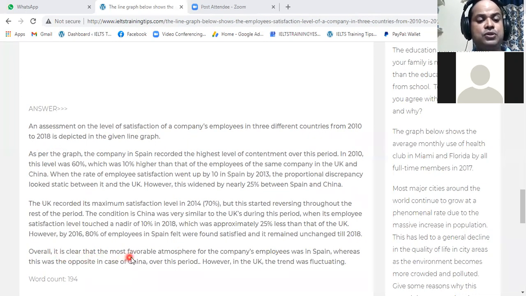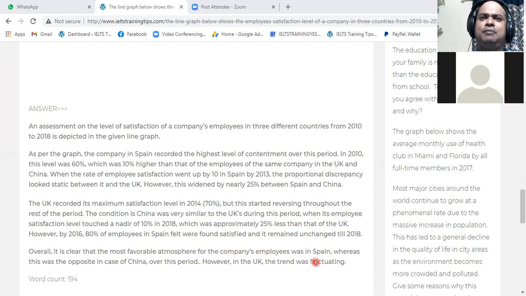Overall, it is clear that the most favorable atmosphere for the company's employees was in Spain, whereas this was the opposite in case of China over this period. However, in the UK, the trend was fluctuating. So it was explained a little bit. You can say that the most favorable atmosphere was in Spain, the opposite in case of China, and in the UK, the trend was fluctuating.